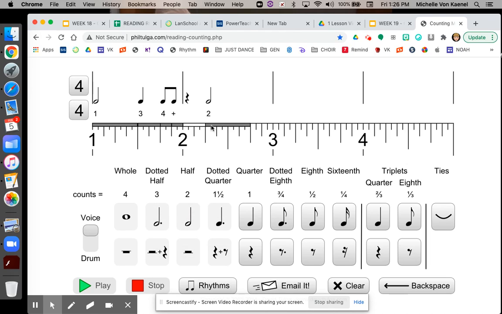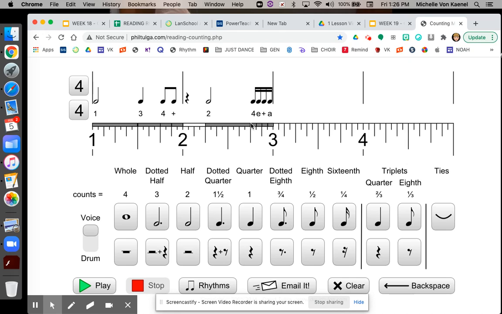And again, it takes up 2 beats. So here's my third beat. This is my fourth beat. So if I put 4 16th notes there, they would be 4 e and a. And just to review, that's because this gets 2 beats. So here's my first beat, my second beat, my third beat, and my fourth beat.